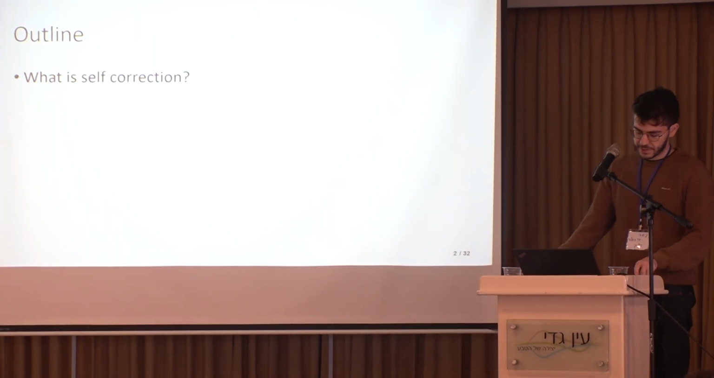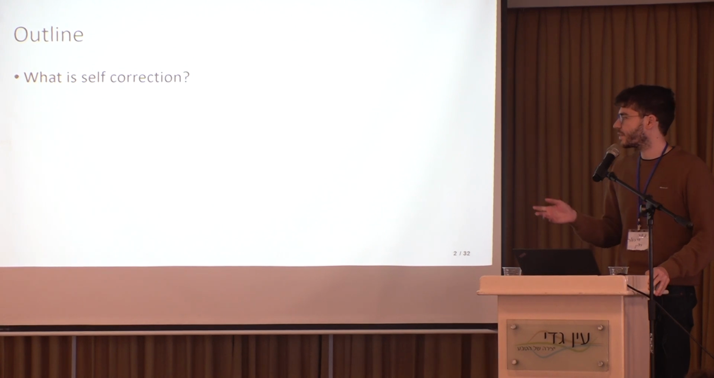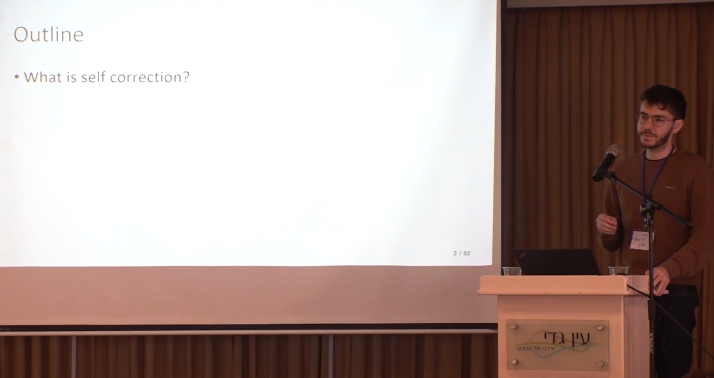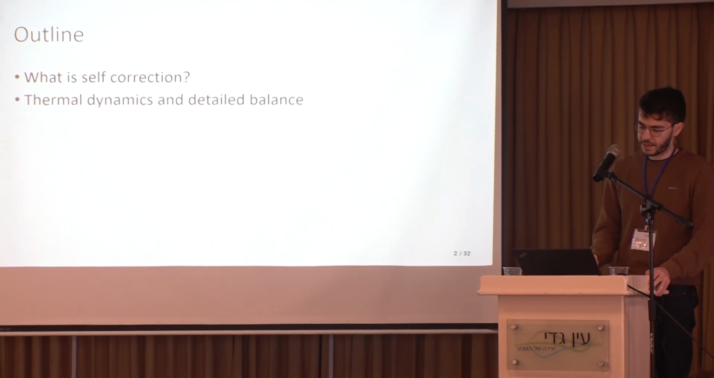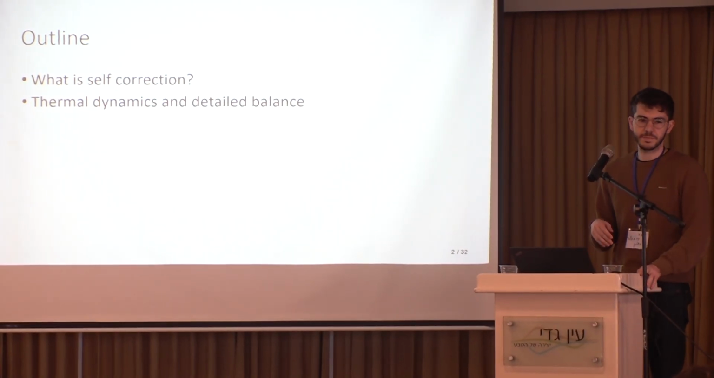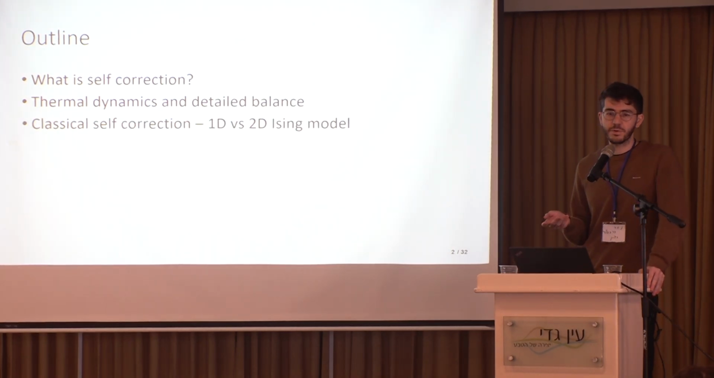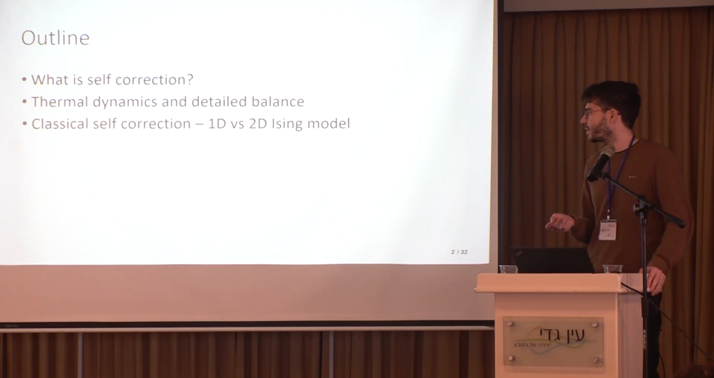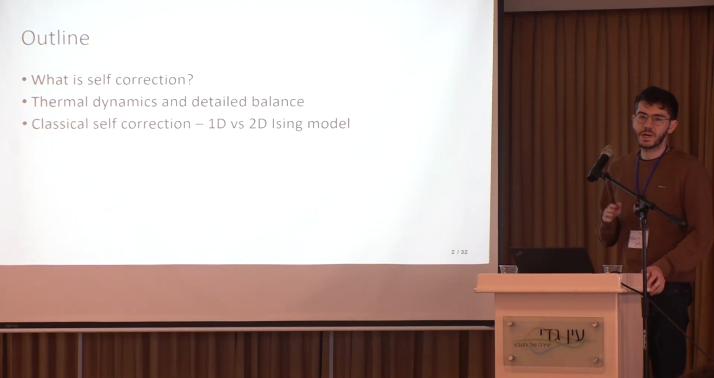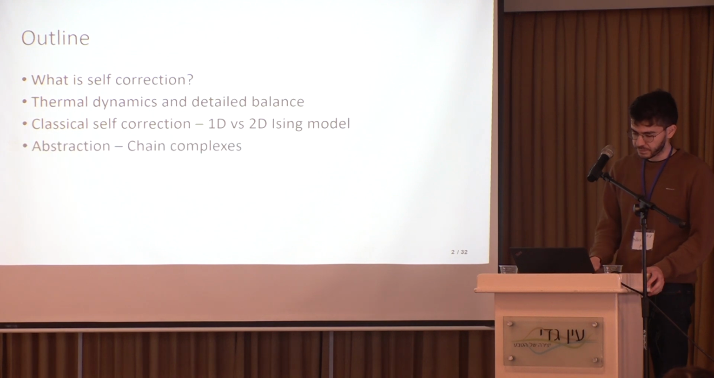So we'll start by giving a definition of self-correction, mainly classically. We'll move to talk about thermal dynamics and detailed balance, as also Snir talked yesterday. We'll give a classical example of self-correction through the Ising model. And we'll see that the 1D Ising model and 2D Ising model are very different. While the 1D Ising model is not self-correcting, the 2D case is.